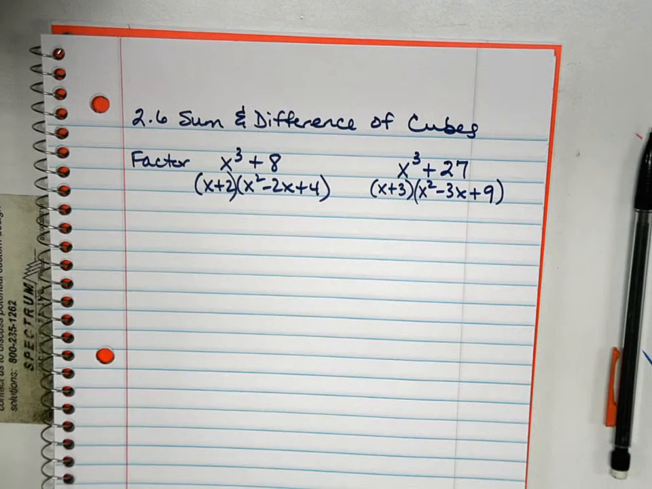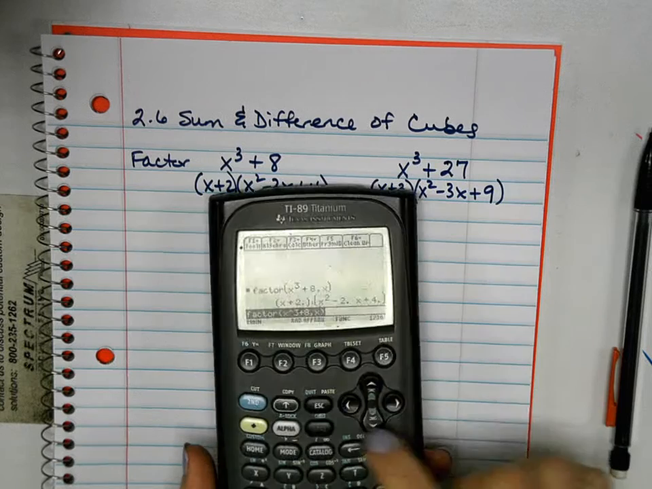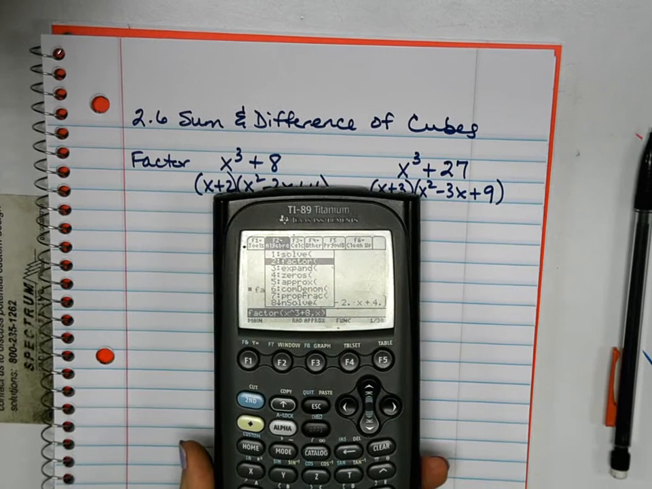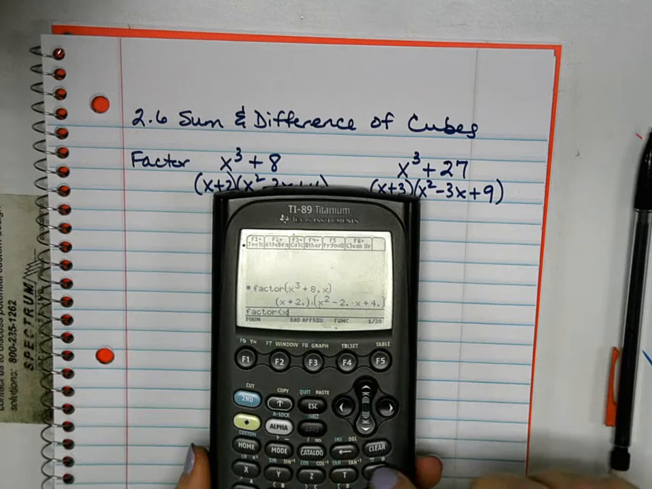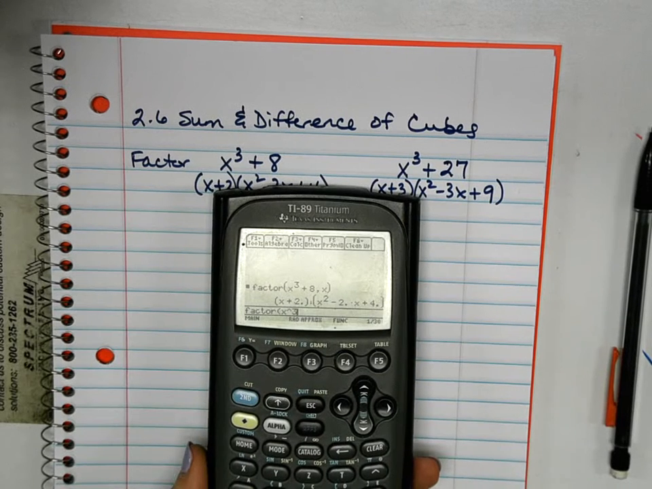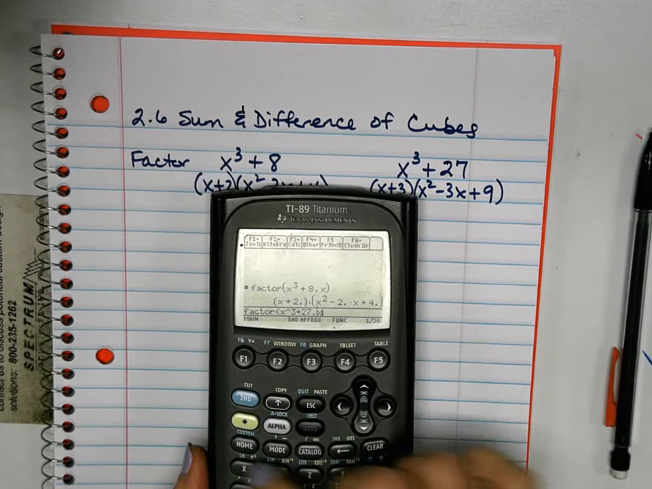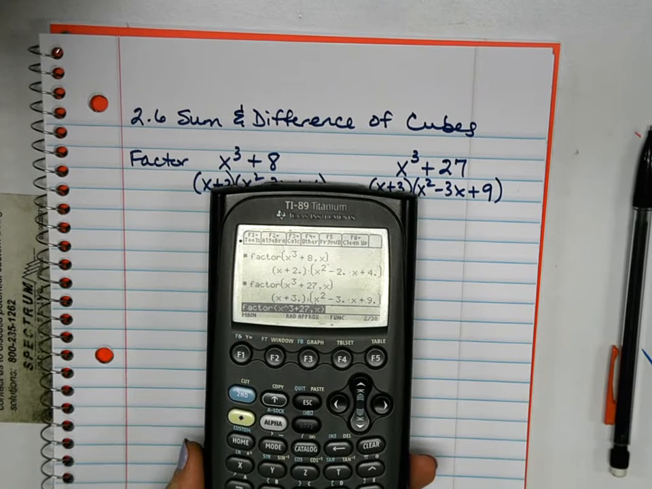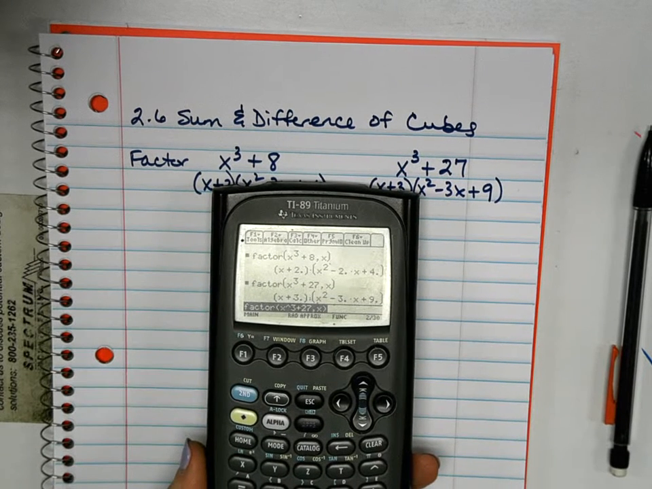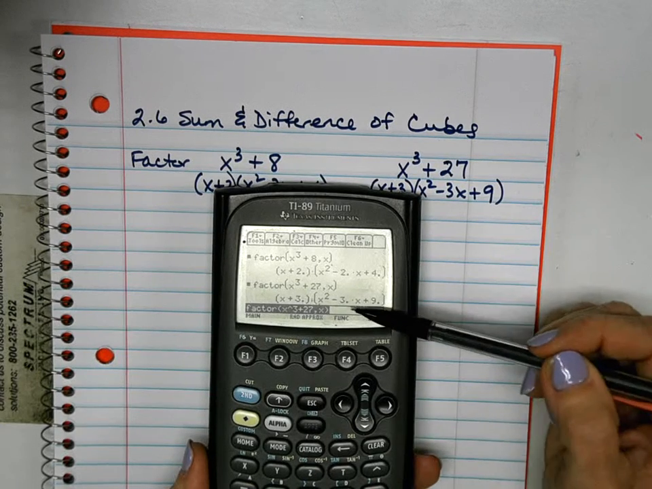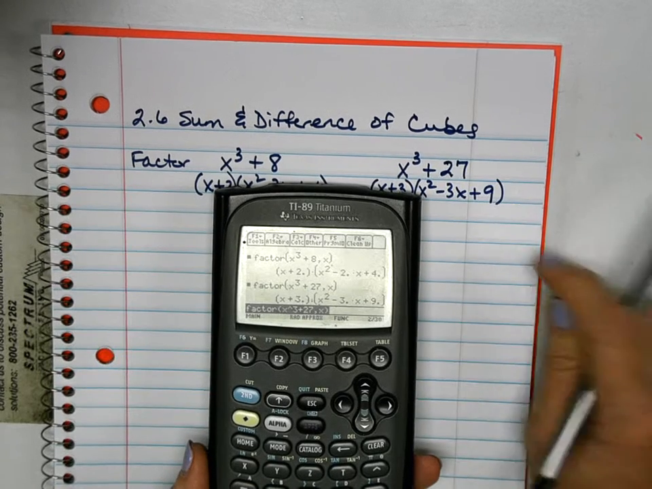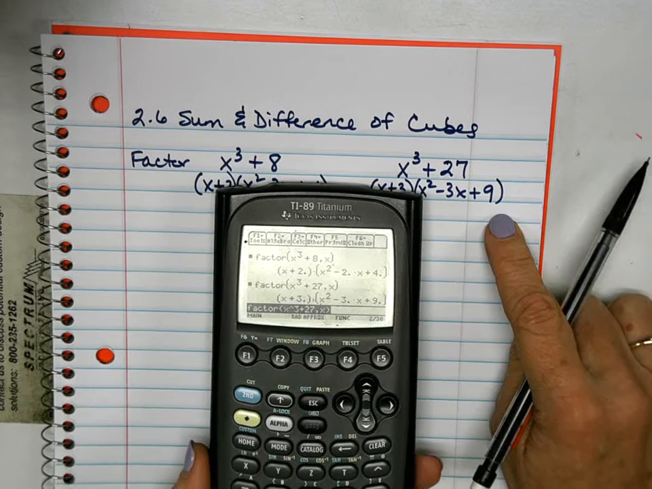Okay, so let's see. I'm going to have the calculator do this. So F2 factors, the second thing, right? Can you see it? X cubed plus 27. I have to tell it, comma x. Is it what we thought? X plus 3, x squared minus 3x. It's putting decimals after this, but that's just 3.0 times x. Yeah, that's what we thought.